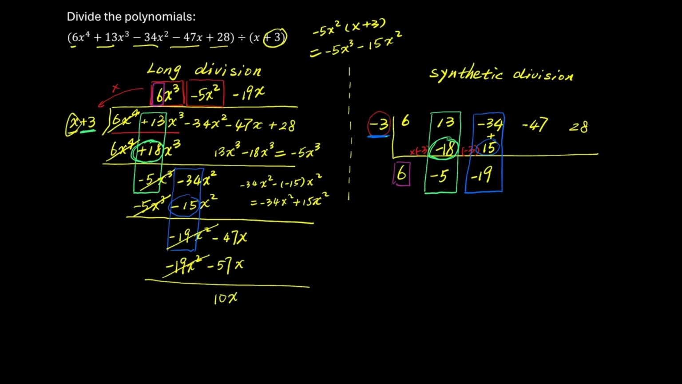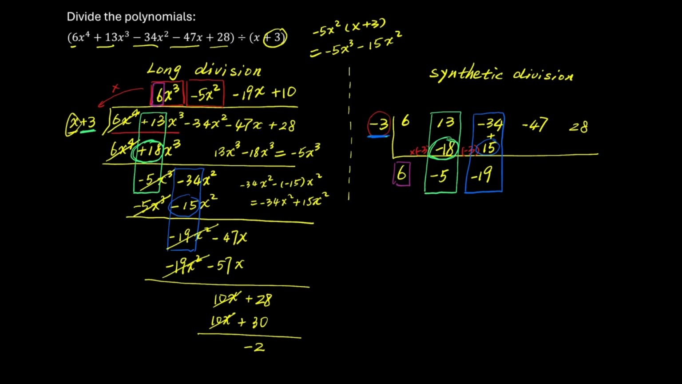Now we bring down the final term, which is the constant 28. To match that 10x, we need to multiply the x by 10. So we need 10 here. So 10 times x is 10x, plus 10 times 3 is 30. Subtract them, we have 10x minus 10x is 0, and 28 minus 30 is negative 2.